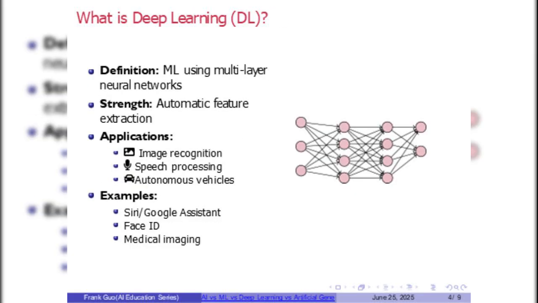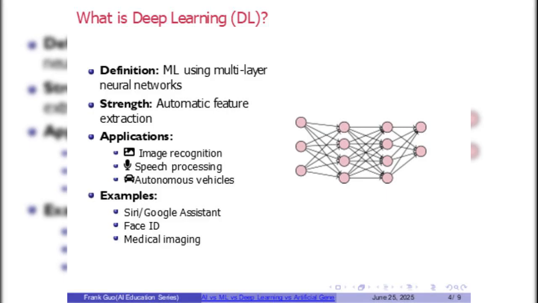Deep learning is a type of machine learning that uses a special structure called a neural network, which is inspired by how our brain works. Think of a neural network like a chain of filters. Each layer processes the data a little more. For example, the first layer might detect edges in an image, the next might recognize shapes, and deeper layers could identify a face. The more layers, the deeper the learning. Deep learning is powerful because it can automatically discover important features from raw data, no manual coding needed.